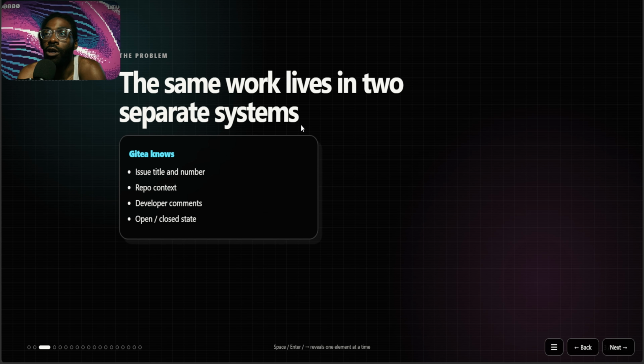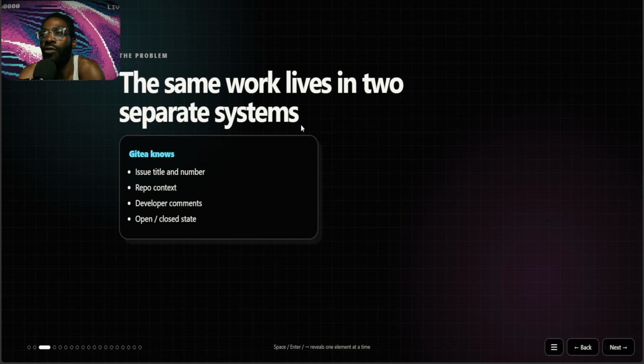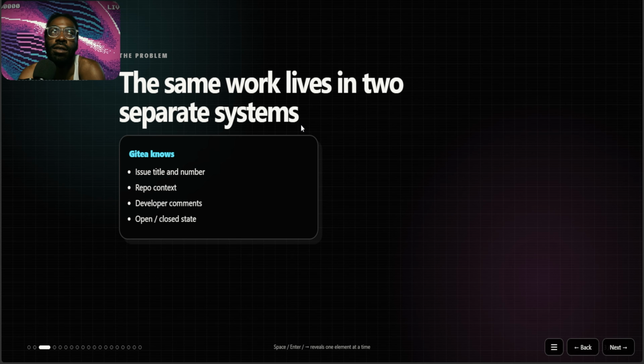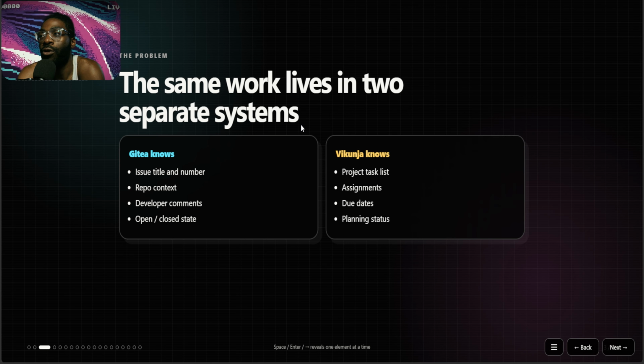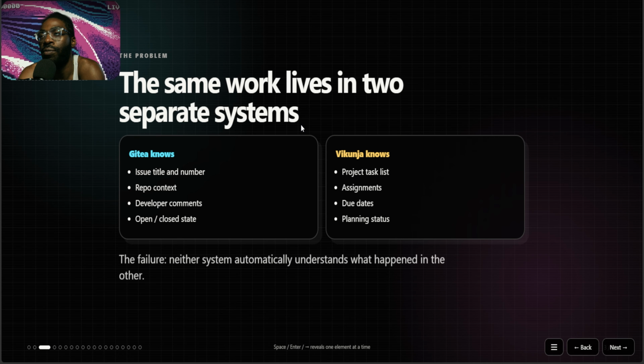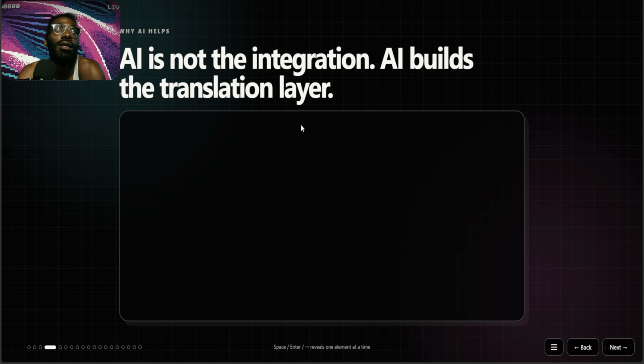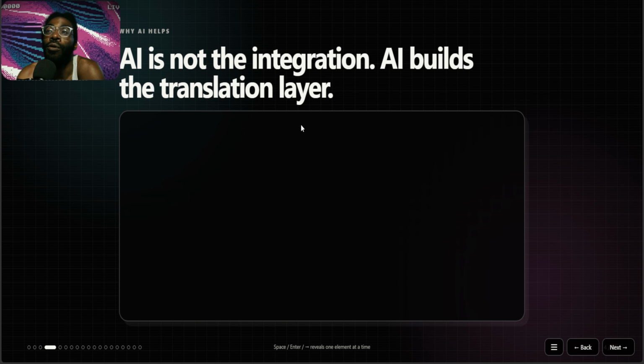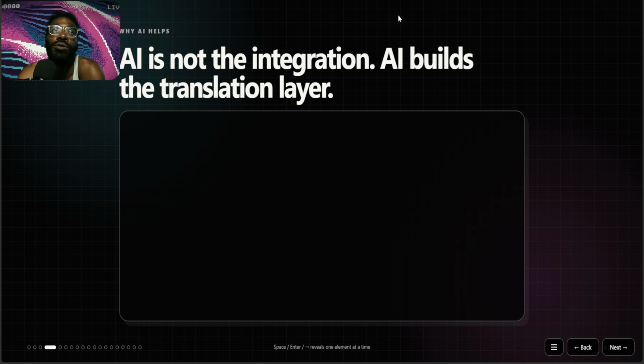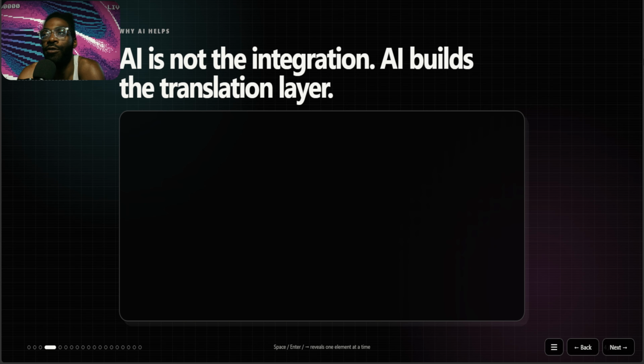The problem we're trying to solve is that the same work lives in two separate systems. We have one where Gitea knows the issues, title, number, repo context, developer comments, and open and close states of issues. We have another where Vikunja knows the project task list, the assignments, the due dates, and the planning status. Neither system automatically understands what happened in the other. In this case, from my experience, I've found the best use case of AI is actually not to have it be the integration.